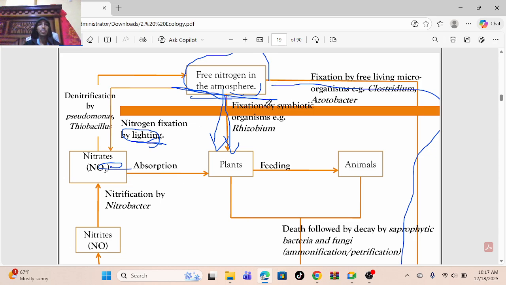Number one nimekuambia inaingia kwa plant, nyingine inaenda kwa ammonia, na nyingine inaenda kwa nitrate. And this nitrate, what does it do by lightning? Because already ni nitrogen ndio tuko nayo hapa. So ina react to the lightning na inakuwa nini? Inakuwa nitrate. So this nitrate sasa inaingia plant by absorption. So plant absorbs nitrate.